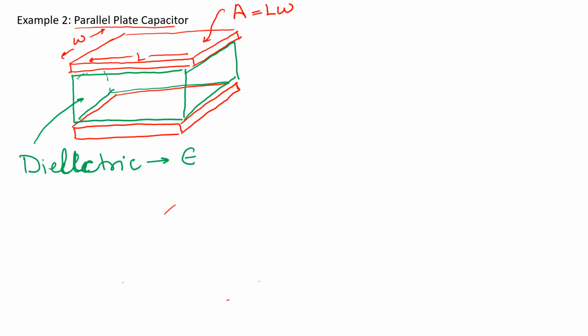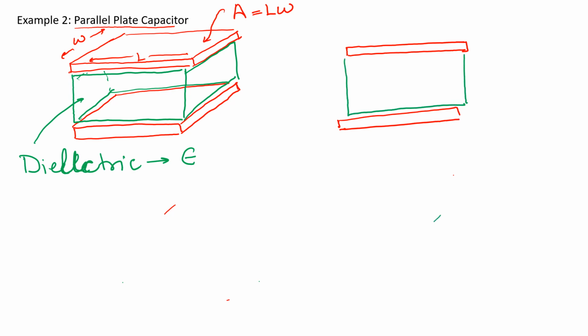Henceforth, whenever I draw a parallel plate capacitor, I would just draw the cross section. So in the cross section, we have a shape which would look like this. This is coming in and out of the screen for a total cross-sectional area of A. And let's say the separation between the two conductors from the inside edges is d.